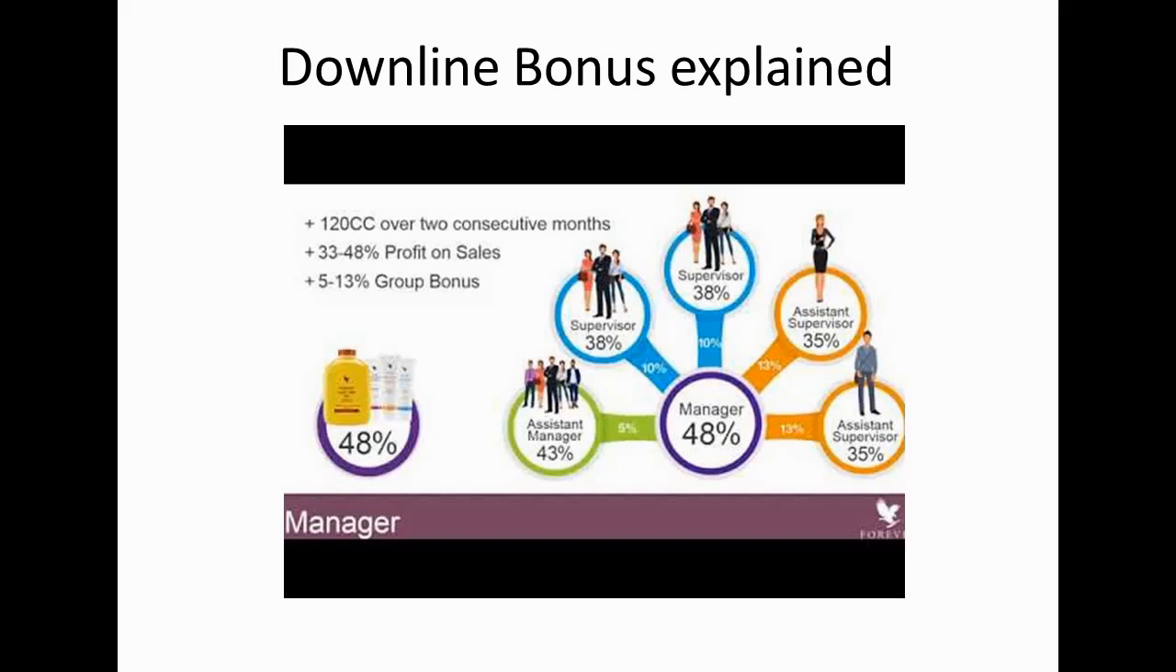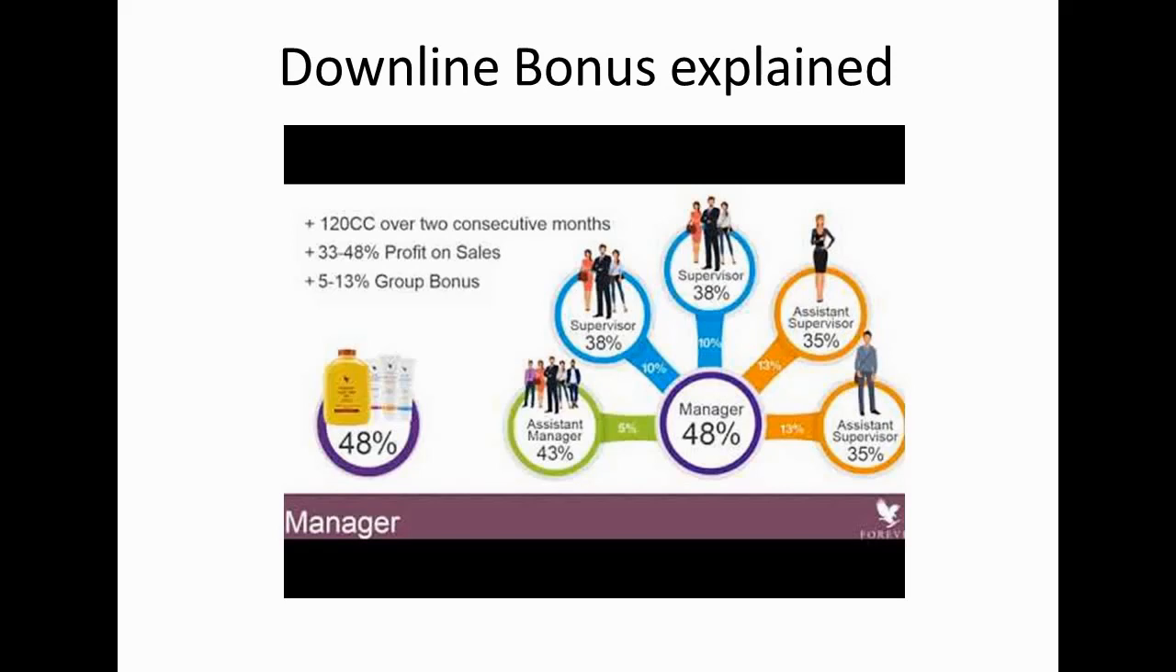Right. So this is basically the route to get you to manager. It's 120 case credits over 2 consecutive months. 60-60 is the easiest way to explain that, and you're going to be a manager. That is total team downline bonus. As a manager, you're going to get 48% profit on all your personal sales. You're also then going to start getting a group bonus, and that is going to be between 5 and 13% of your downline. That doesn't include novice customers.